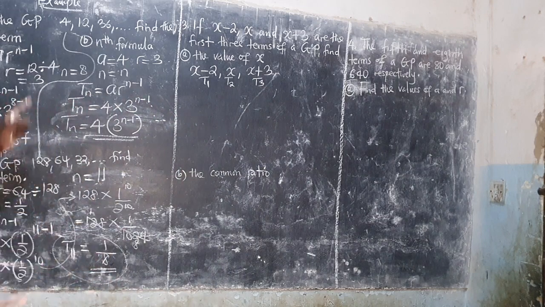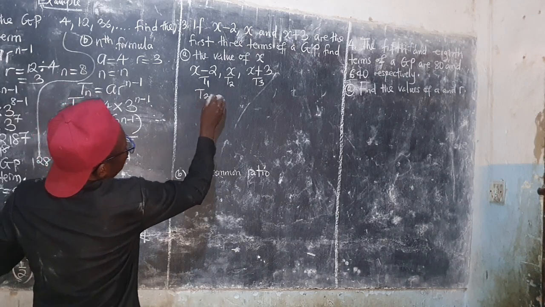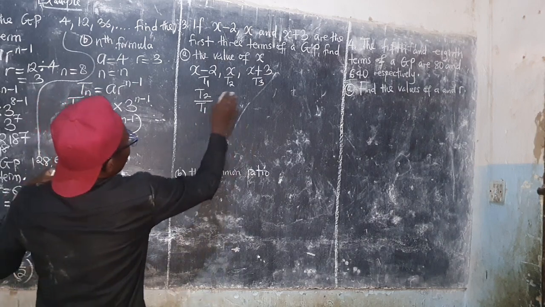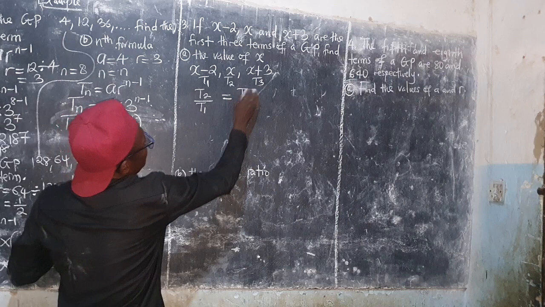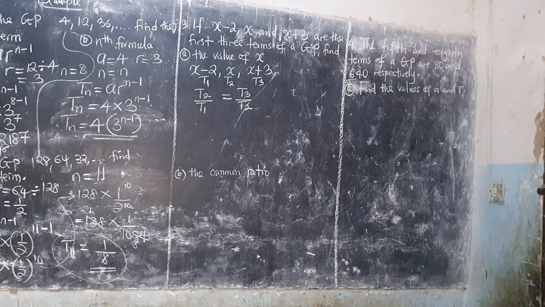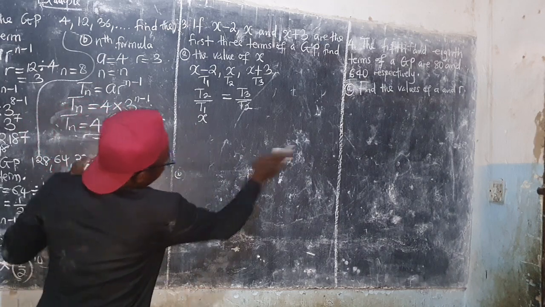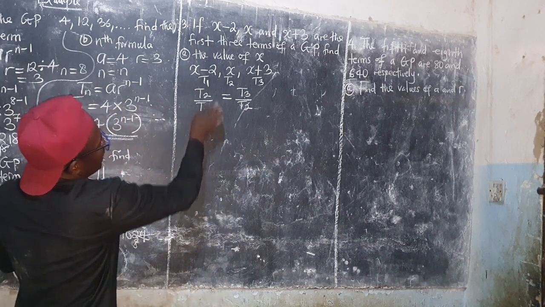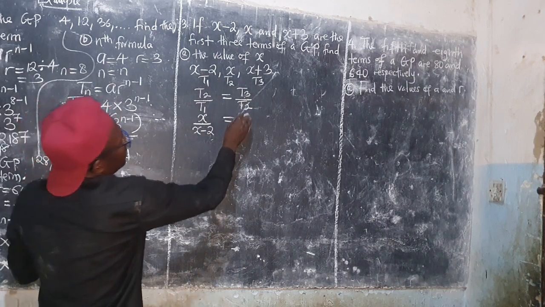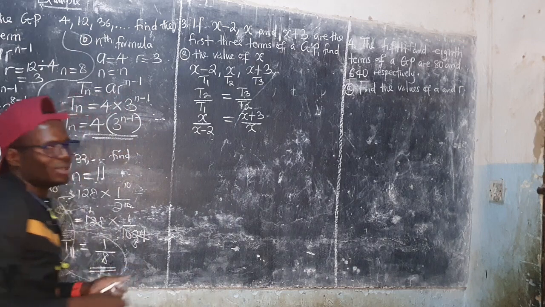Let's find it the way we can find the common what? Ratio. What did we say for common ratio? T2 over what? T1. Do you remember? It is equal to T3 divided by what? T2. So we replace T2 with x, over T1 which is x minus 2, is equal to T3 which is x plus 3 over T2 which is x. What do I do from there?